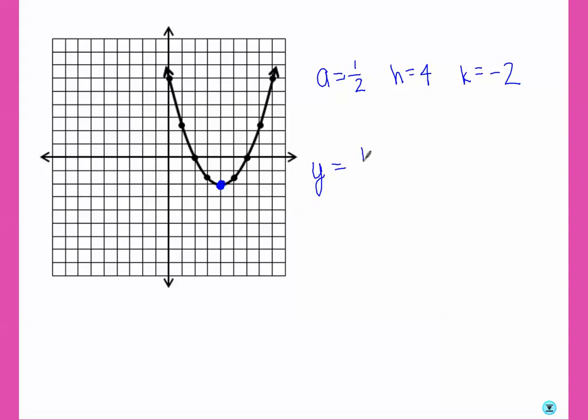y equals, a comes first, parentheses, x, remember h is going to be the opposite of what it looks like, so x minus 4 squared, and then we're going to put k on the end, -2.